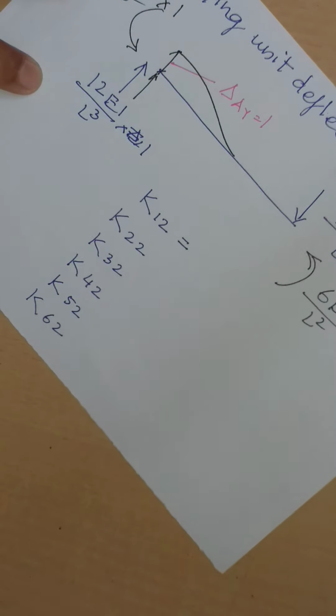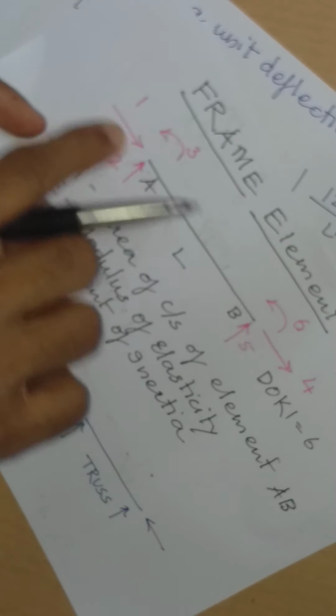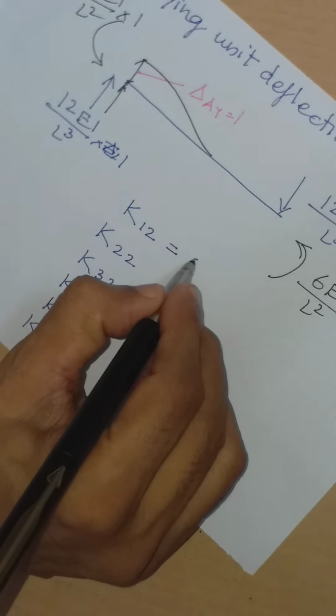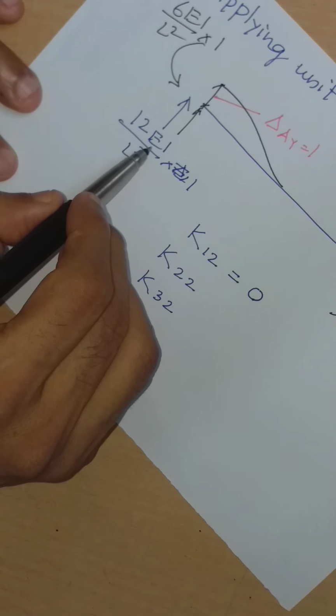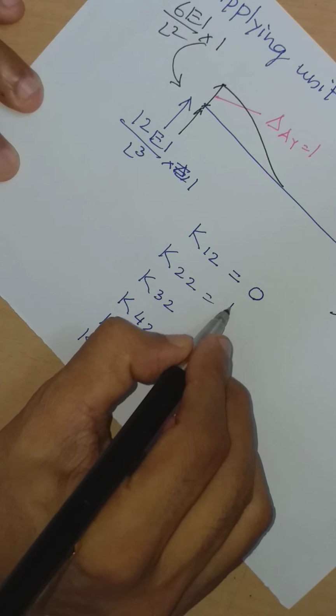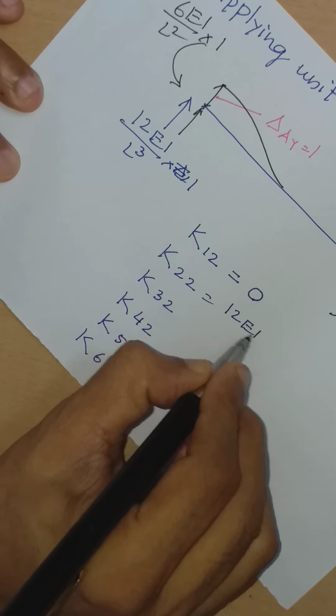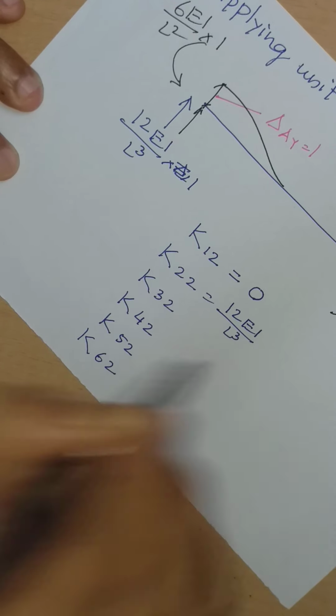So what is the force at coordinate 1? My coordinate 1 is like this. Look at this. My coordinate 1 is axial deflection. So what is my force at coordinate 1? There is no force. So K12 is 0. Second is, what is force at coordinate 2? Yes, this is 12 EI upon L cube into 1.